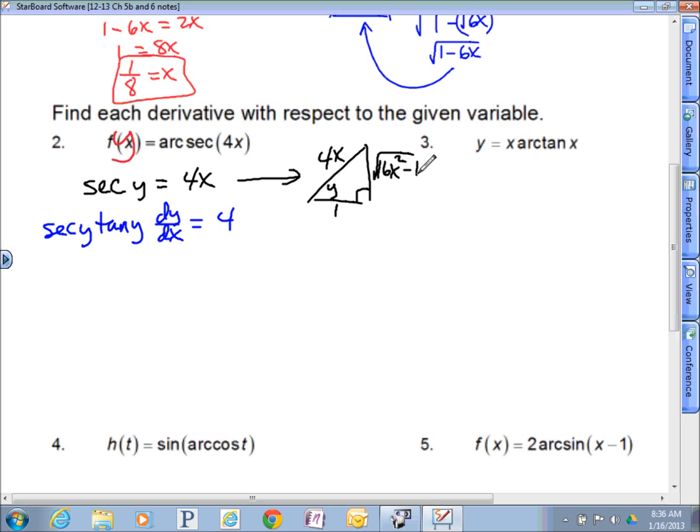Well, the secant of y we already know. That was given to us to be 4x over 1. The tangent of y, well, tangent would be that root of 16x squared minus 1. I better write this so we can read it.